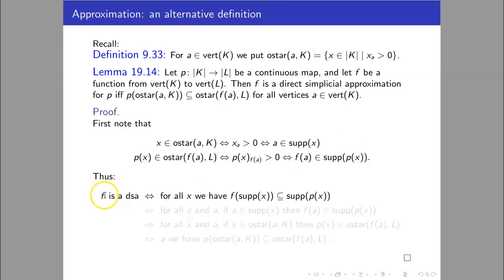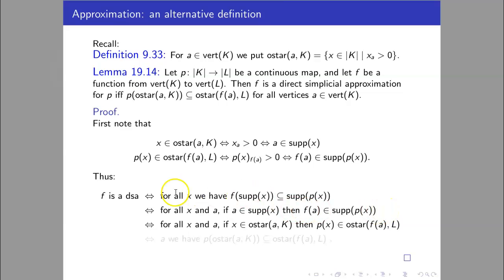So what's the original definition of what it means for f to be a direct simplicial approximation? That means that for every x, f of the support of x is contained in the support of Px. And so what does that mean? Okay, this means that whenever x is in mod K and A is in the support of x, then FA has to be in the support of Px. That's what it means to say that f of the support of x is contained in the support of Px.